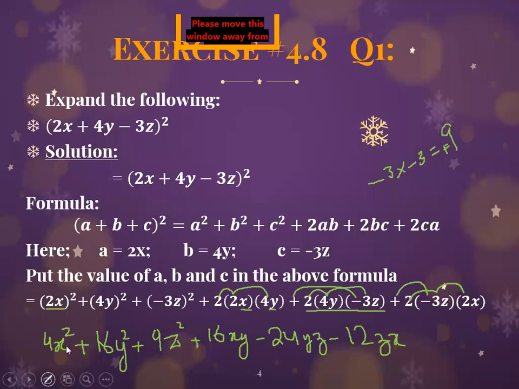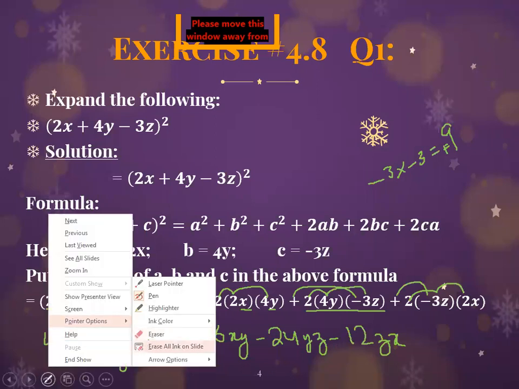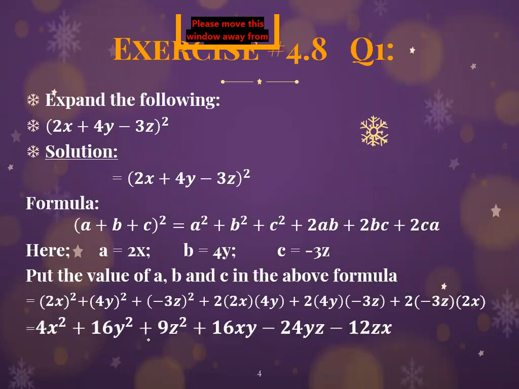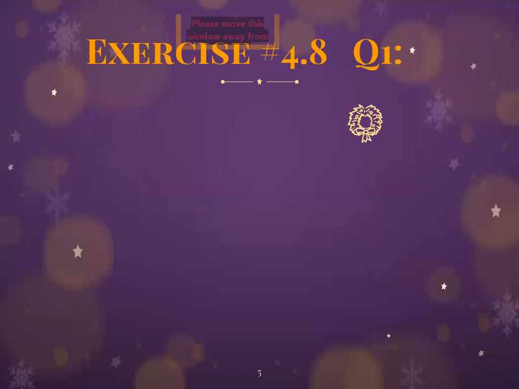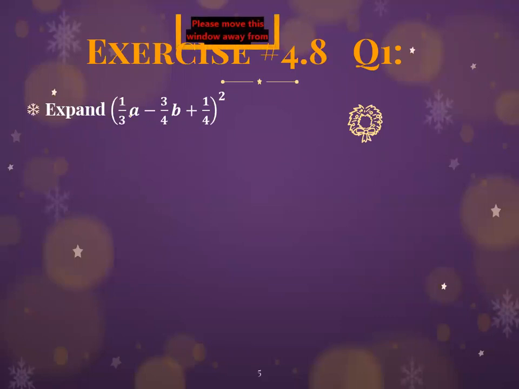So this is basically the last step, and I'm going to show you the final answer. Your final answer is equal to 4x squared plus 16y squared plus 9z squared plus 16xy minus 24yz and minus 12zx. Understand? Now move on to another question, which is the same as the previous one. Expand this one: (1/3a minus 3/4b plus 1/4) whole square.